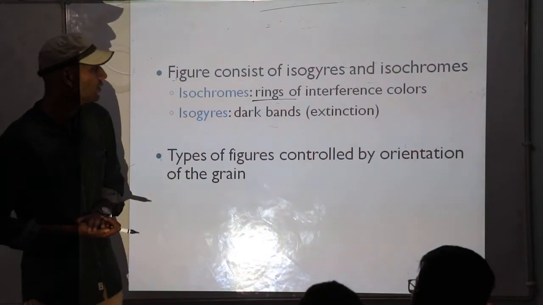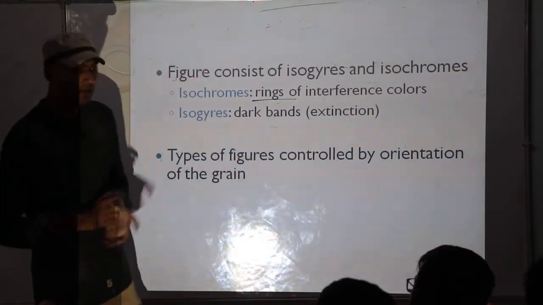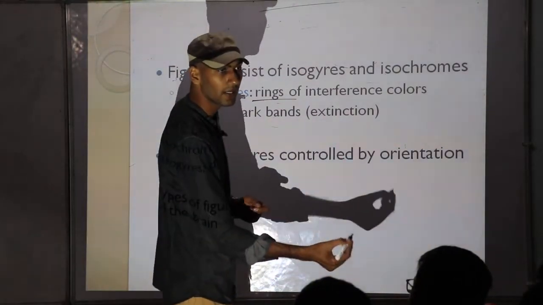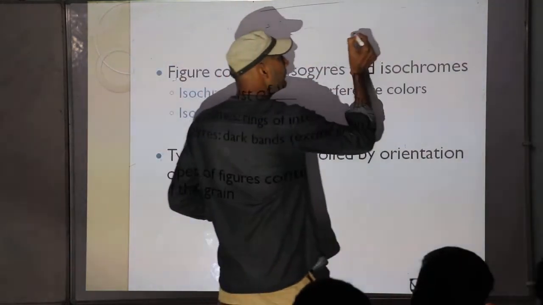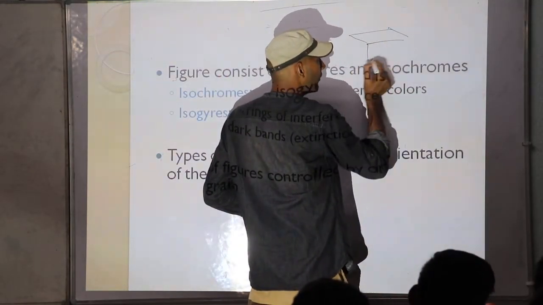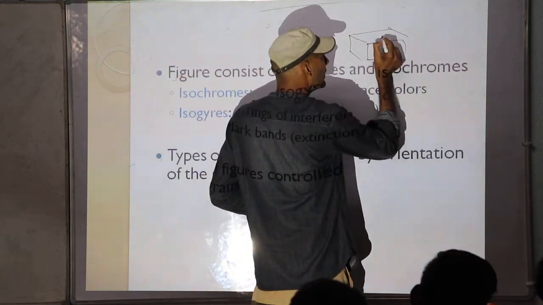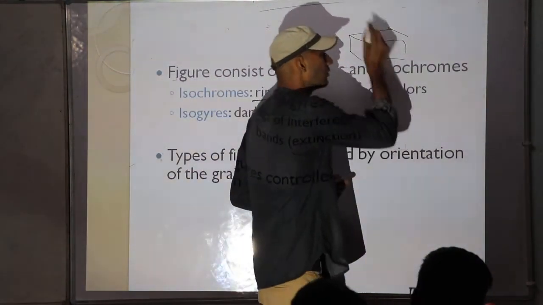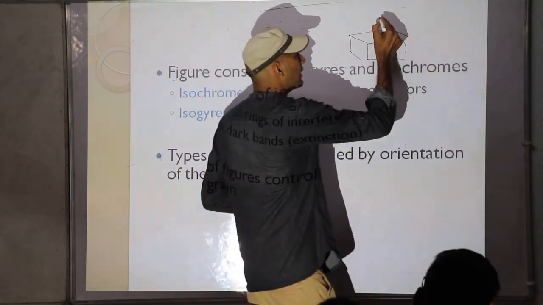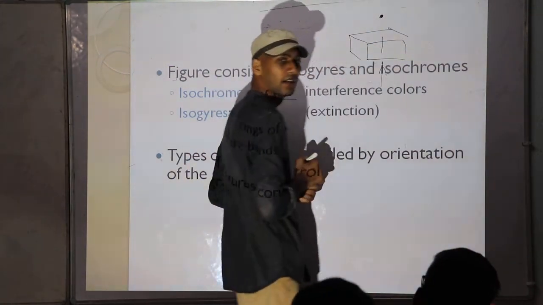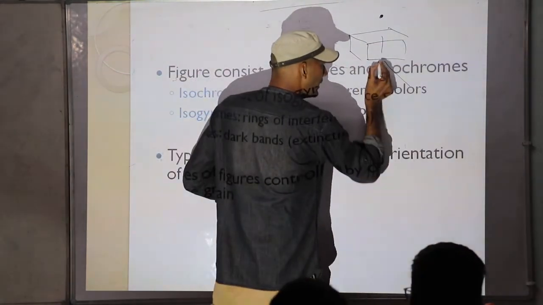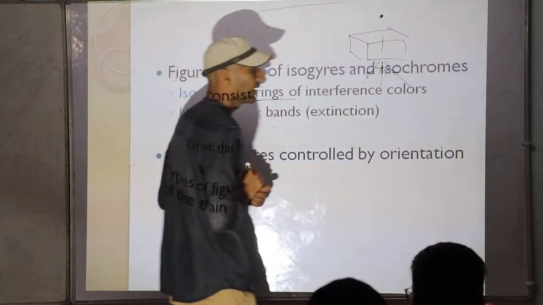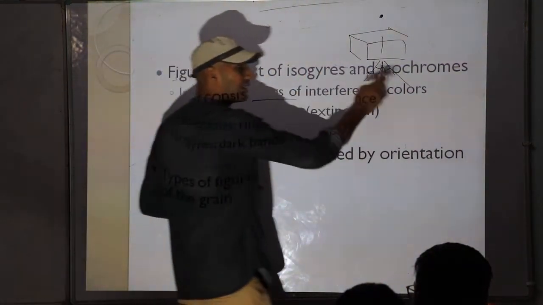Okay, so isochromes are rings of interference color, rings of different colors, and those colors will increase in order from center to outward. Got that? I have done this diagram before. If this is the optic axis, one of the light rays that passes through the optic axis produces your darkness, right? This light ray, they are at some angle to the optic axis, and these are similar, right?